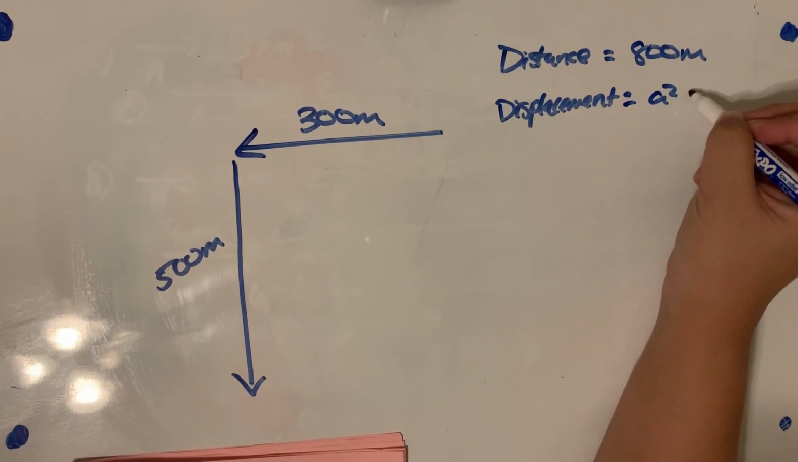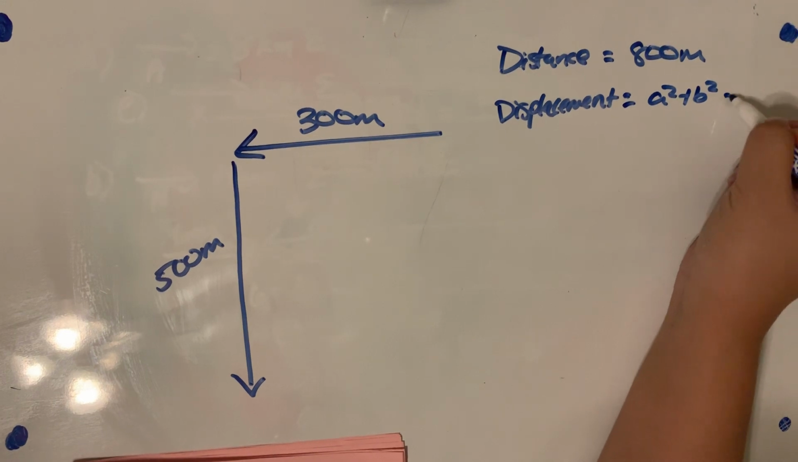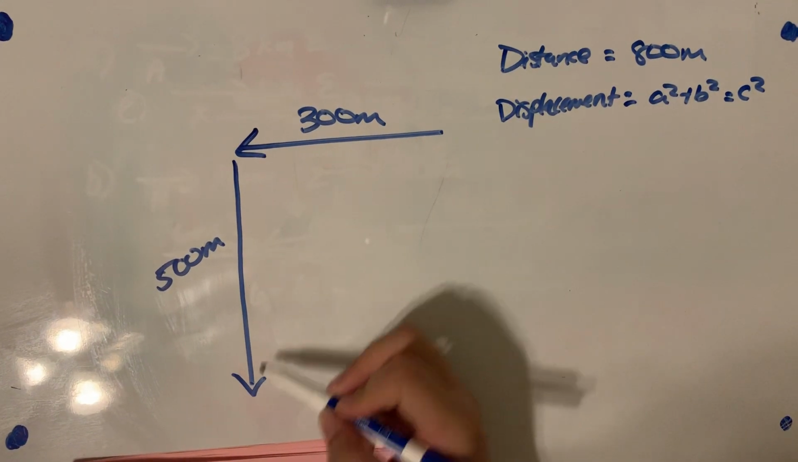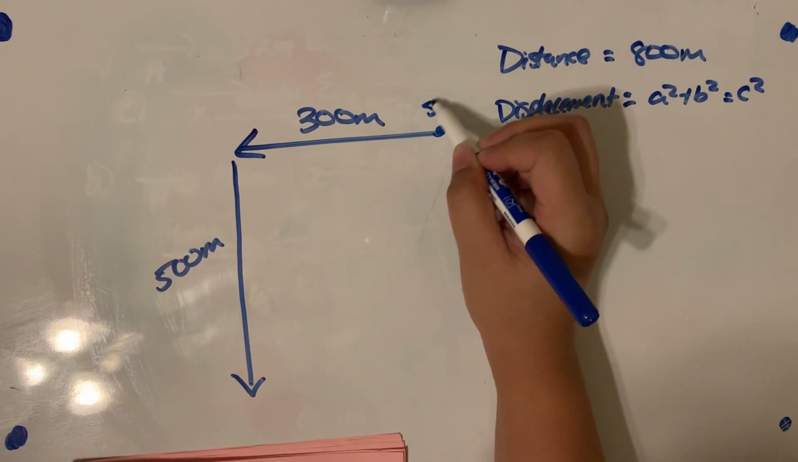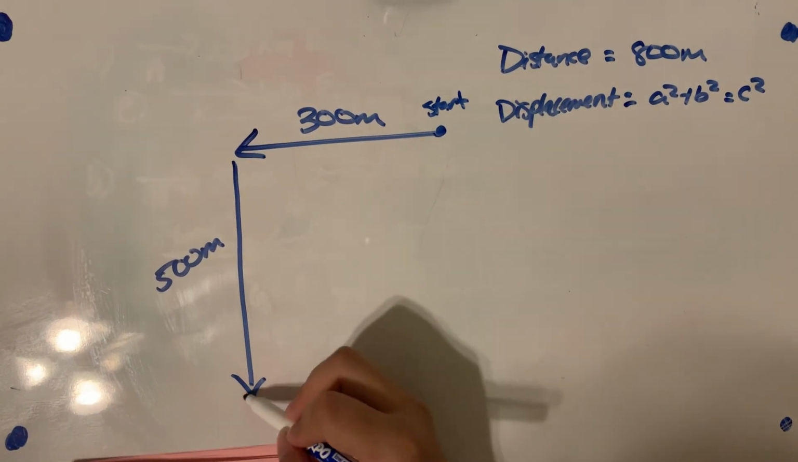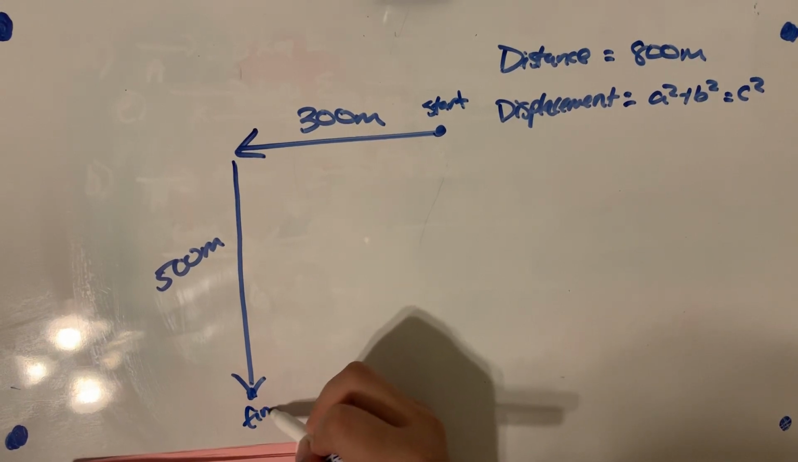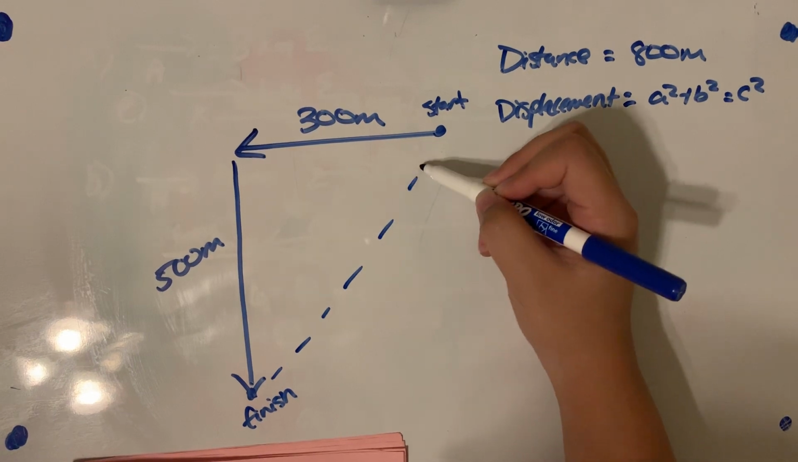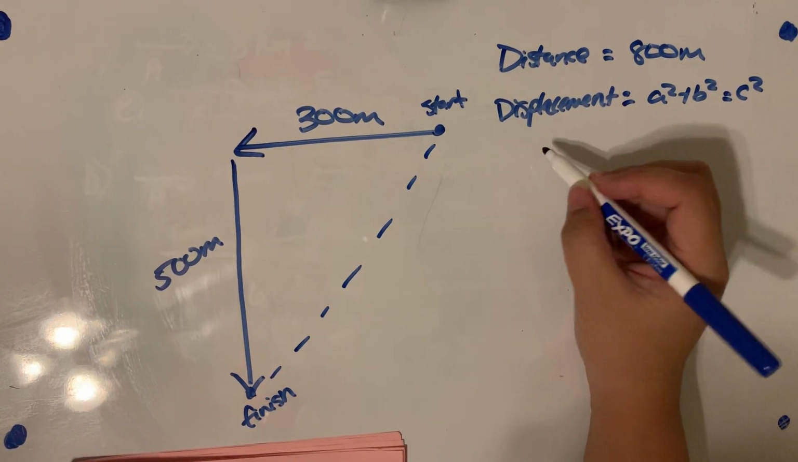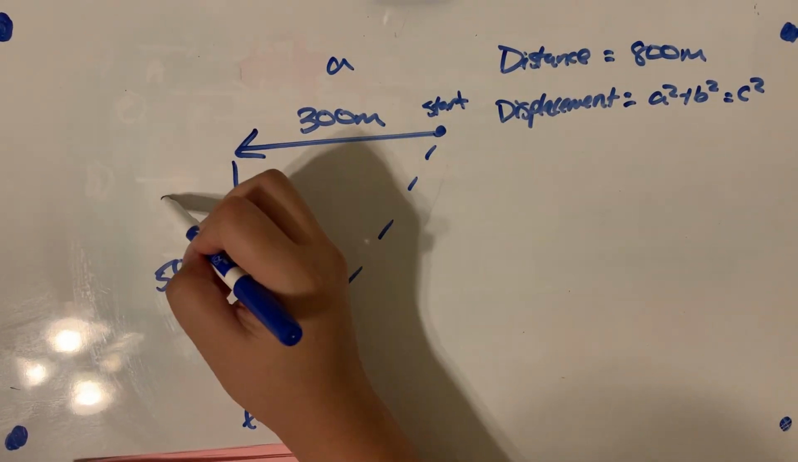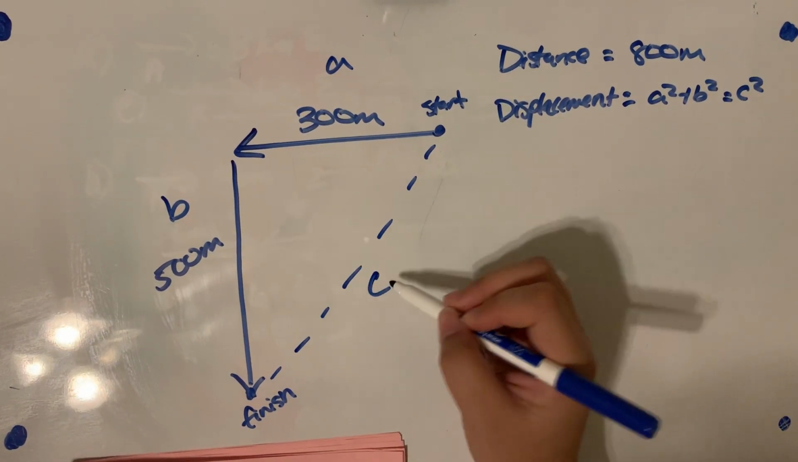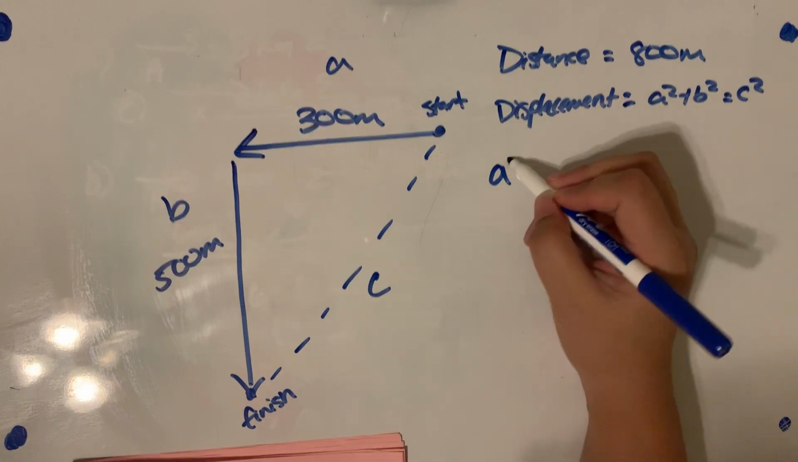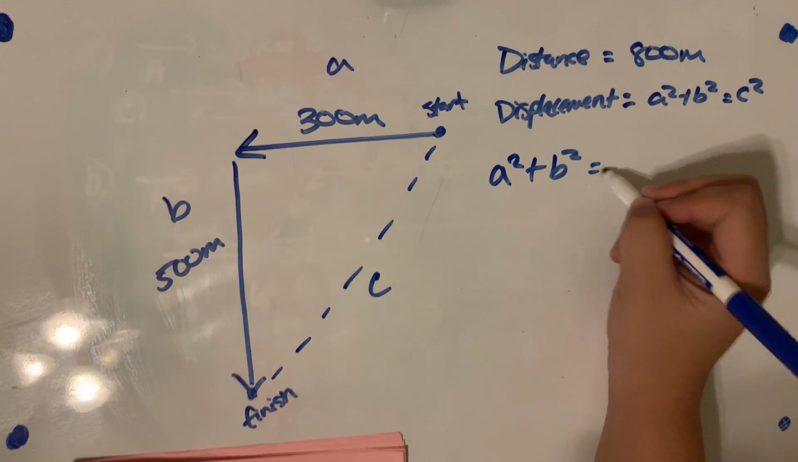Displacement is equal to a squared plus b squared is equal to c squared. Remember, start to finish, your shortest distance. So a squared, a side, b side, c side. A squared plus b squared is equal to c squared.